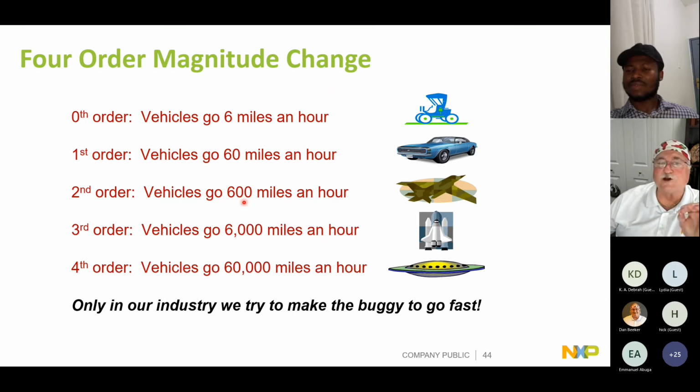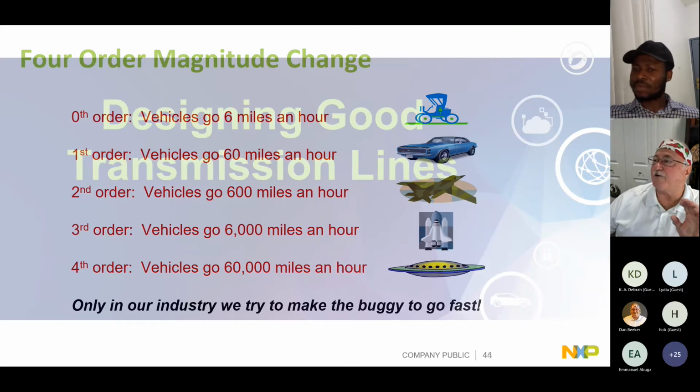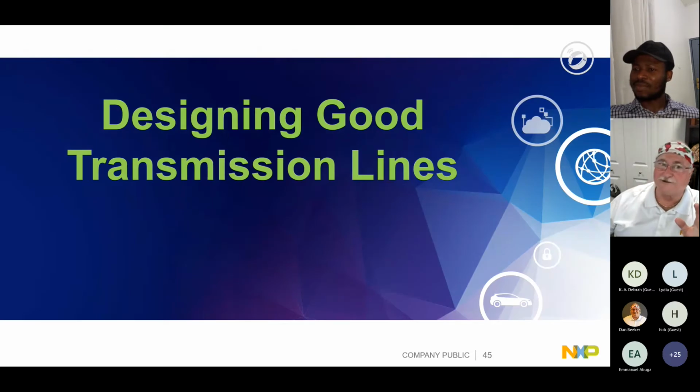Second order is now 600 miles an hour, a fundamentally different solution. We're in a jet airplane. Third order, we're 6,000 miles an hour, and we're in a rocket ship. Fourth order, it's 60,000 miles an hour, and you're in an alien spaceship. Only in electronics will we try to make the buggy go fast. And we're paying for it. And again, this is where Professor Obeng and I are trying to help fix these things.